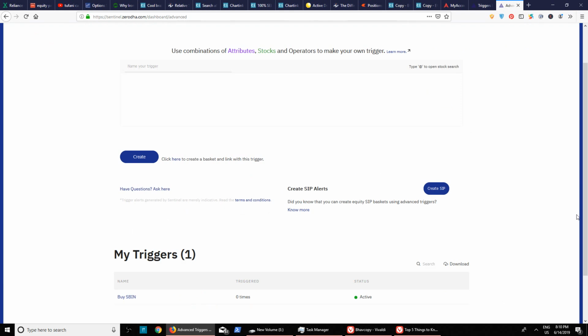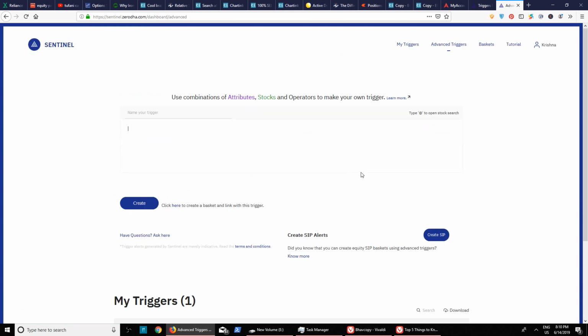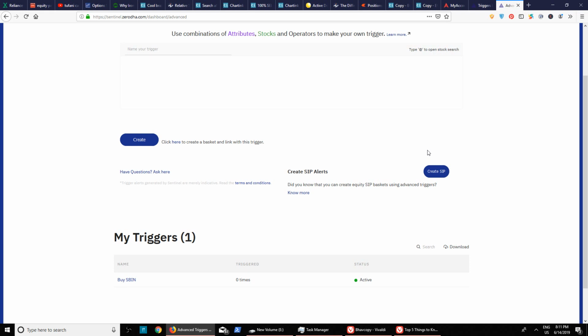There are some advanced triggers too, which you can go through and create. But please be very careful about what kind of triggers you are creating. When you create a trigger, you probably have to just sit and understand what kind of trigger and alert you are creating. Also, please do remember, if it is for a short term, then please do not forget to go back and remove this trigger, because otherwise it will not be stopped. Right? So this is extremely important. So that's pretty much about Sentinel and how to create alerts and how to create basket orders on it.